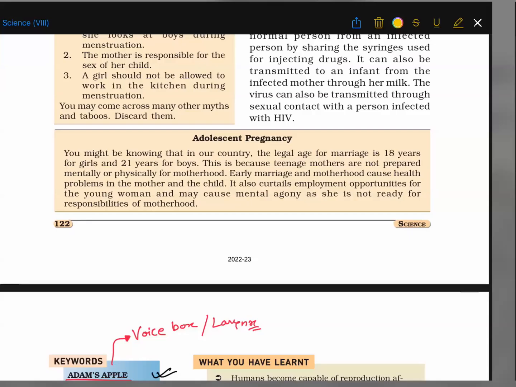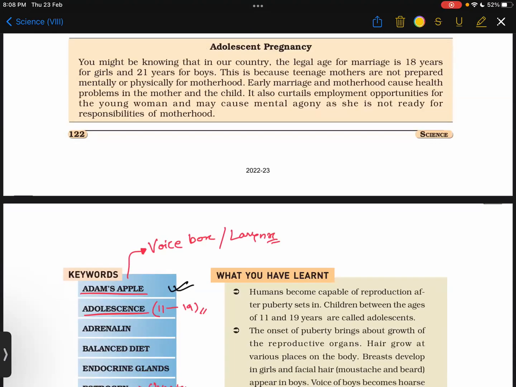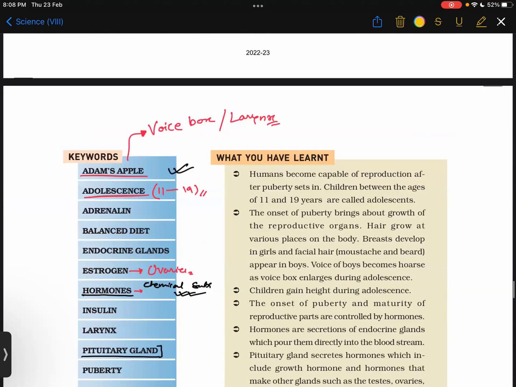Also, you will see that the unemployment rate in the country is at an all-time high. If a woman gets pregnant at a young age, it is highly likely that she will be bearing several children. So that also leads to overgrowth of population and unemployment. So with this, the chapter completes. Now let's take a look at the exercise.